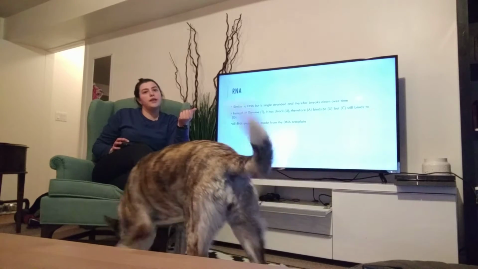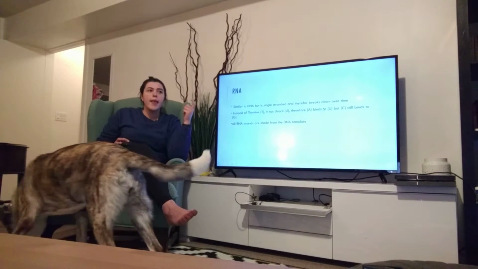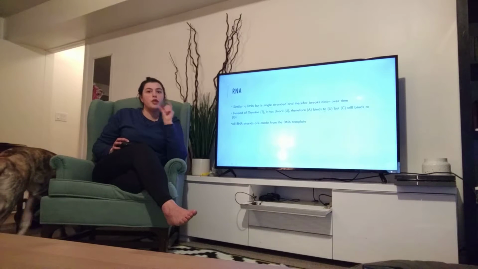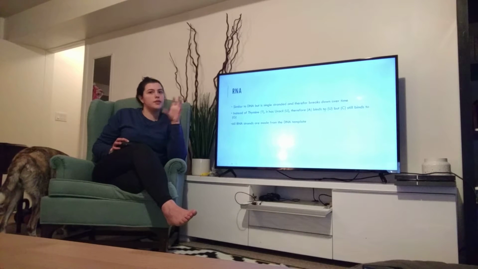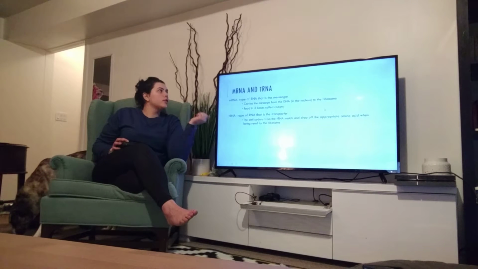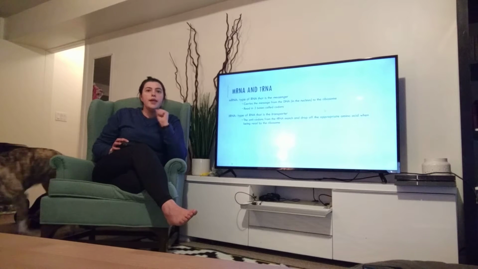So when we were looking at the mRNA and tRNA, if mRNA has an A, then in the tRNA, the anticodon would be U and not T. U, G and C still stay the same. So again, a little bit more about mRNA and tRNA.